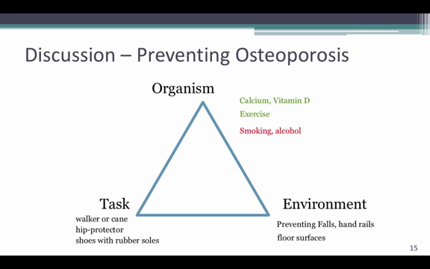From an organismic perspective, we can change a person's dietary intake so that they increase their calcium and vitamin D, and if they smoke or drink alcohol, we can ask them to stop. We can also encourage individuals to exercise. From a task perspective, we can use assistive devices that help prevent falls or make walking easier once a person already has the disorder to ensure they do not fracture their brittle bones. From the environmental perspective, we can have handrails and fall prevention mechanisms in place to continue to help reduce the risk of injury once the person has this disorder.